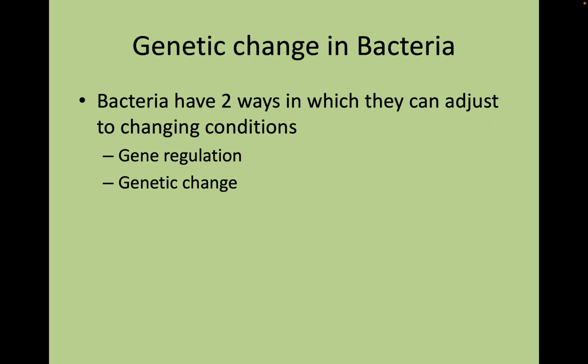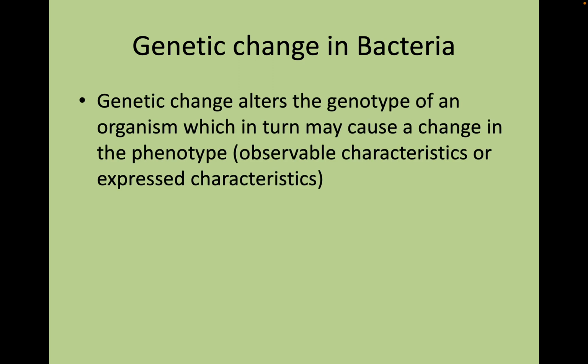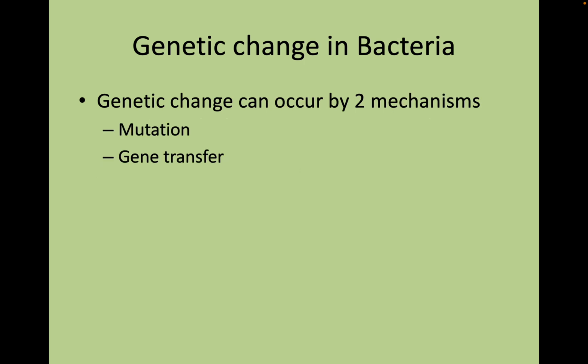So, bacteria have two ways in which they can adjust to changing conditions. They can regulate their gene expression, but they can also have genetic change occur. Genetic change alters the genotype of an organism, which in turn may cause a change in their phenotype, or observable characteristics or expressed traits. Genetic change can occur by two mechanisms, either mutation, so a change to the DNA in the chromosome, or gene transfer.